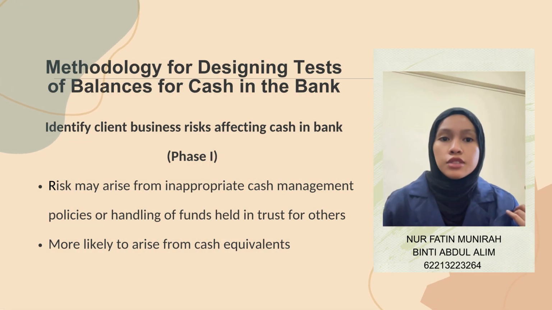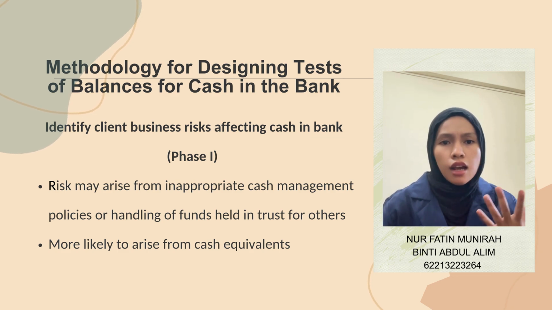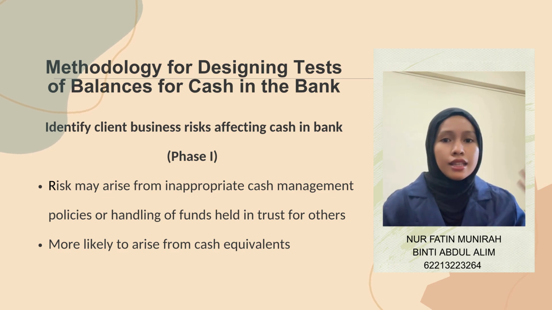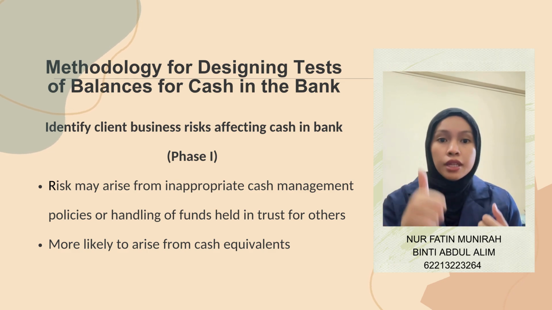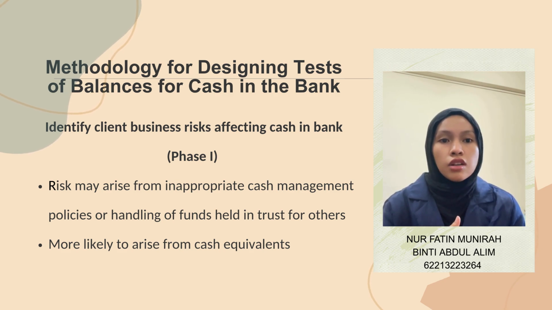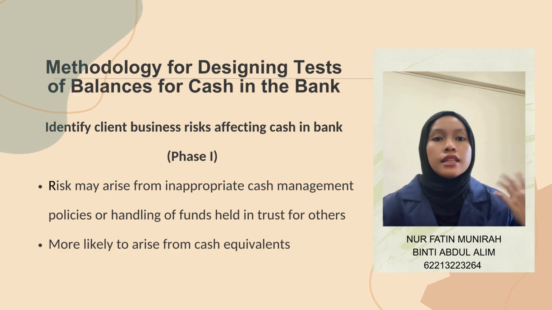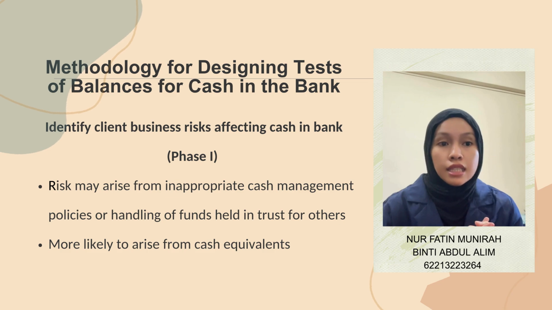The first step in phase 1 is to identify client business risks that could affect the cash balance. Business risks are any internal or external factors that could lead to material misstatement in the financial statements. For example, a company with weak internal control over cash handling is at higher risk of theft. A business that handles cash on behalf of others, like a law firm or real estate agent, has additional responsibility, which increases the risk of mismanagement.